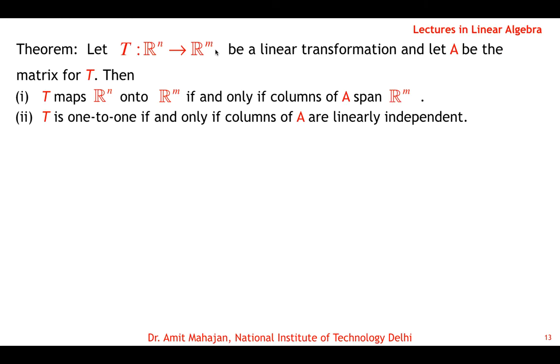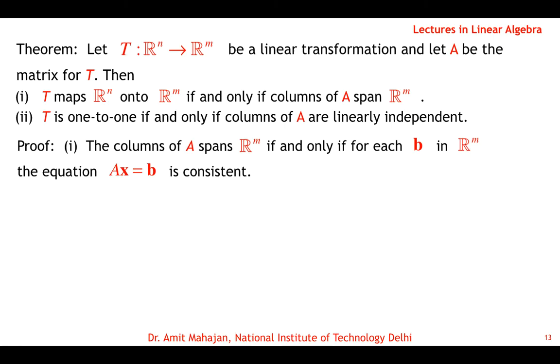If every vector of Rm can be written as a linear combination of columns of A, only then they will span Rm. And second, T is one to one if and only if the columns of A are linearly independent. The columns of A being linearly independent means there is no column of A which can be written as a linear combination of the others. That simply means that there are no free variables. So again, these two statements are equivalent to the previous statements.